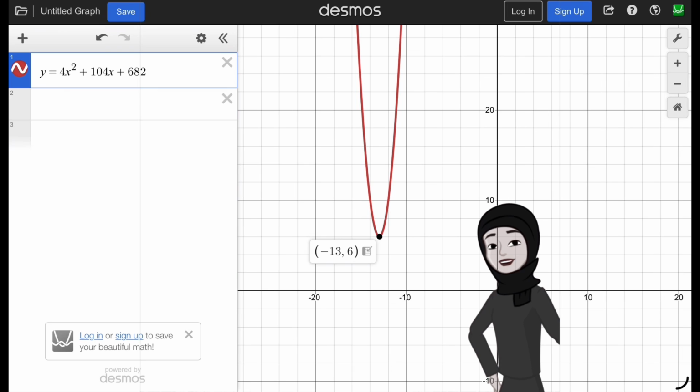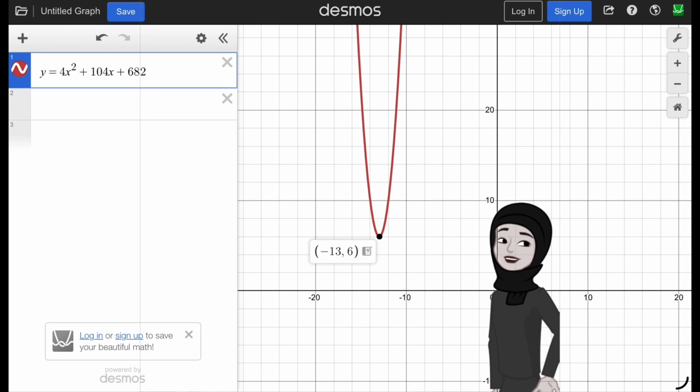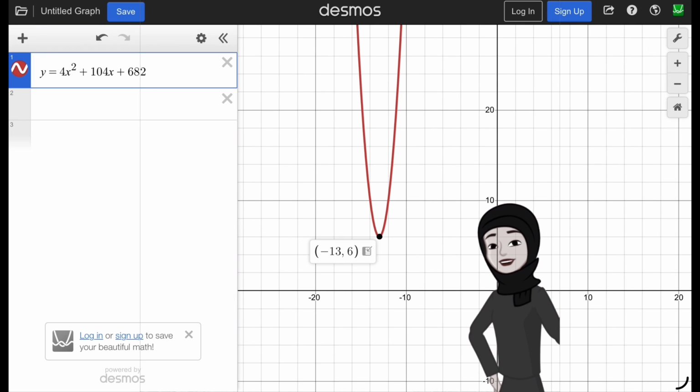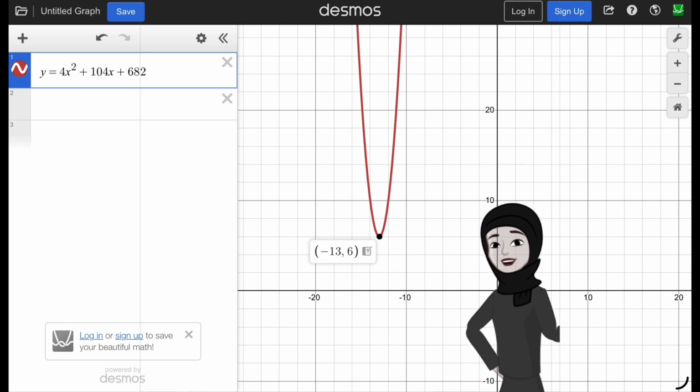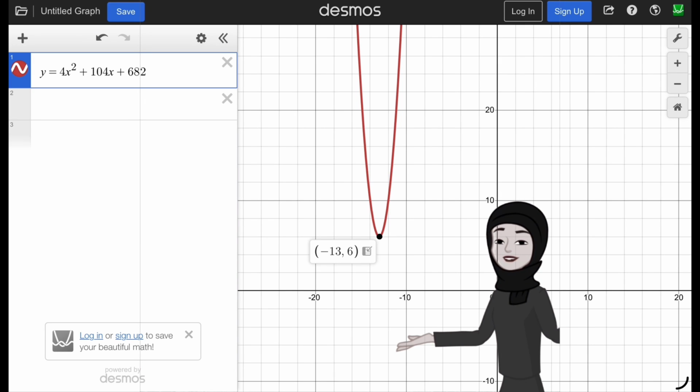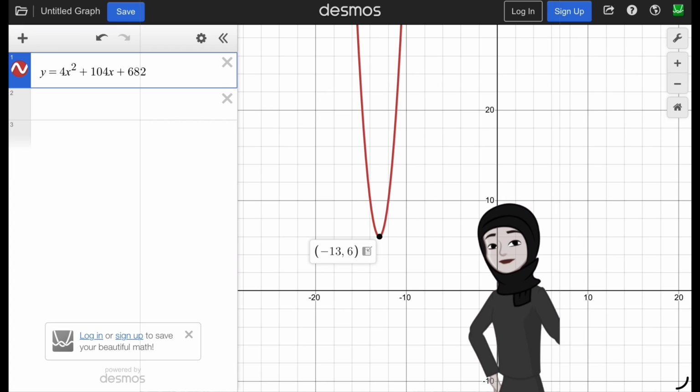Question number 24, we can also put it in the graphing calculator. f of x plus 5 is equal to 4x squared plus, so remember the f of x function is different, but the f of x plus 5 function we are putting in the Desmos calculator. 4x squared plus 104x plus 682. Then we observe the vertex because it wants the value of x when it becomes minimum. So the minimum value here for this parabola is 6, and it has achieved that value when x is negative 13. So that's why A, negative 13 is the answer.